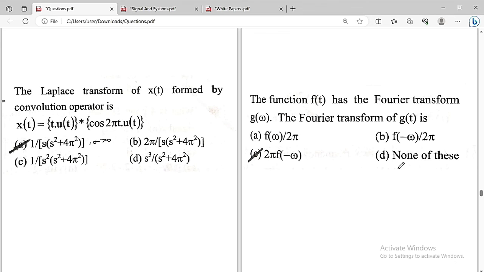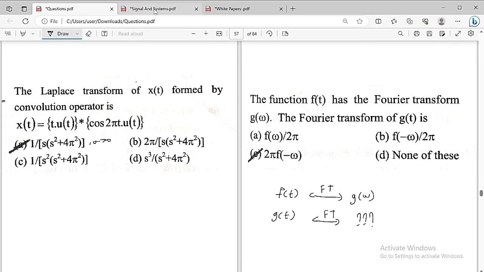Of the four options, option C, 2 pi into f of minus omega, is the correct solution of this question. So what they're saying is very simple. Suppose for f of t, the Fourier transform is nothing but g of omega. Then for g of t, what is the Fourier transform they are asking in this question? So let's solve this numerical.